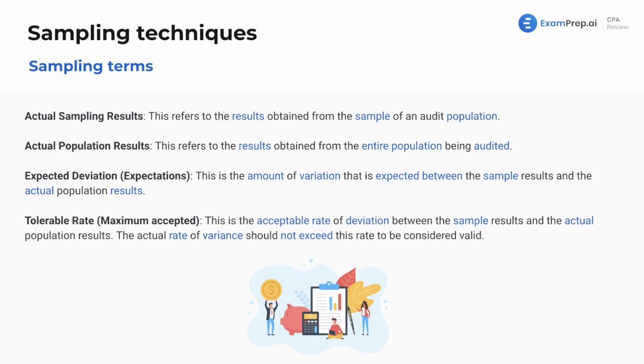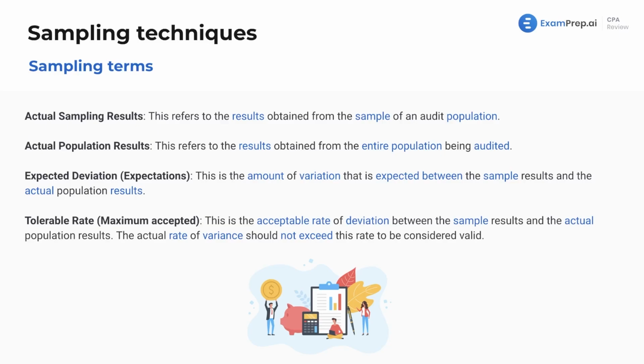It's going to involve, at the end of it, assessing the results of the sample. We've also got the actual population results, which this is the results obtained from the entire population being audited. We'll talk about the differences there. Again, this relates to us just auditing a sample of the population rather than auditing the entire population itself.